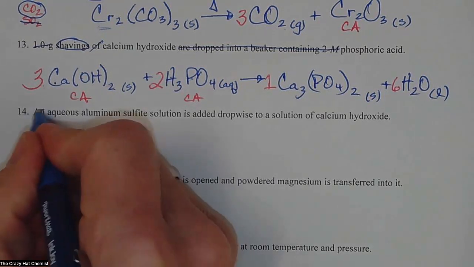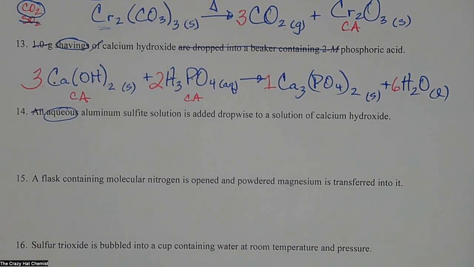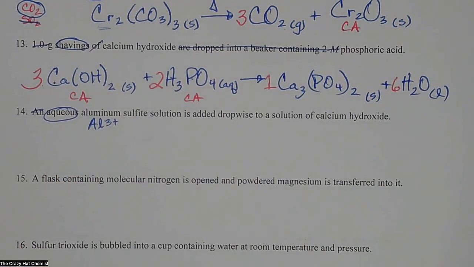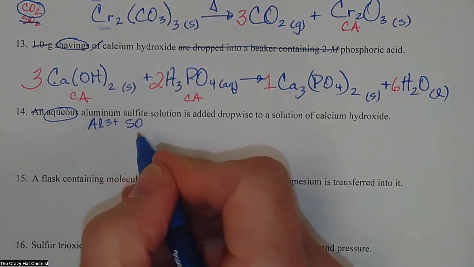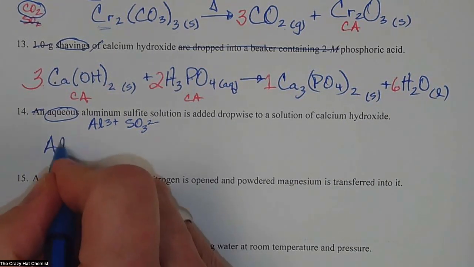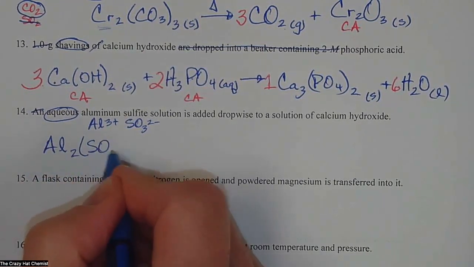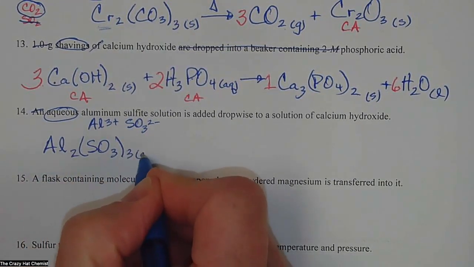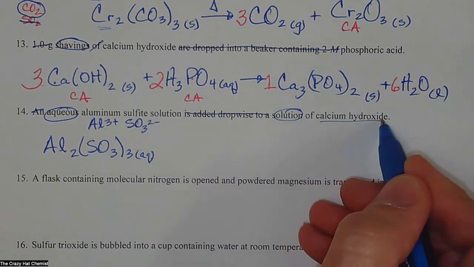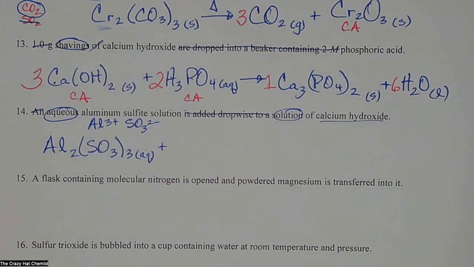Don't go away. Okay, it says an aqueous aluminum sulfite. So aluminum is a periodic trend charge. I've gone over that one before. That's a 3+. Sulfite is SO3 2-. Okay, that's a polyatomic ion. It says aqueous. So Al2(SO3)3, and that's aqueous. It is added dropwise to a solution of calcium hydroxide. So that also tells you that it's aqueous. Calcium hydroxide is something that we've done before. In fact, we did it on the previous problem right above there.